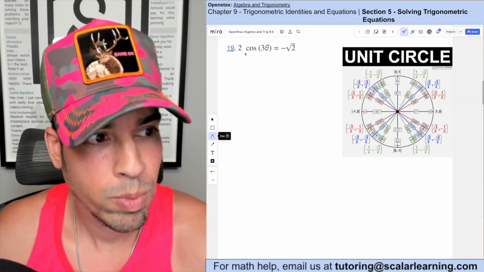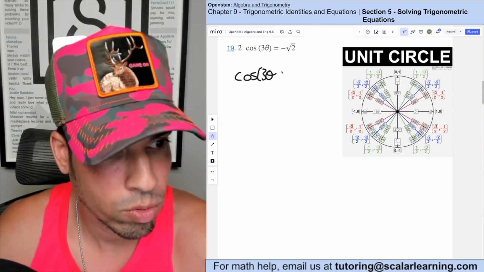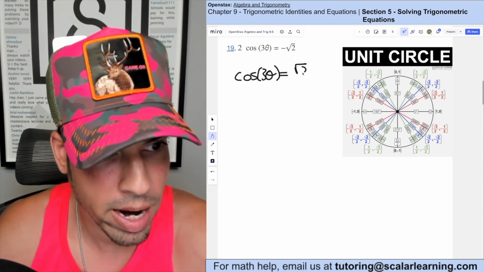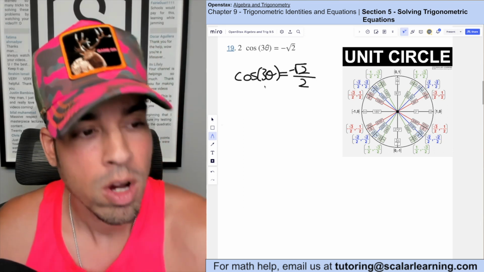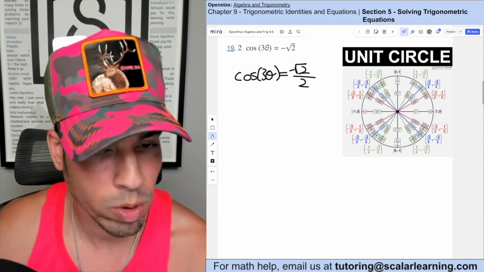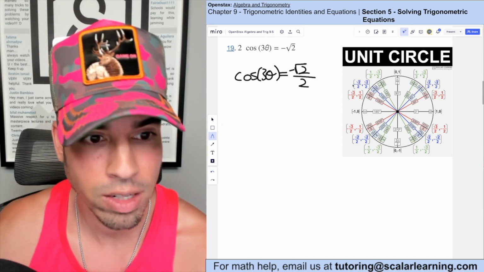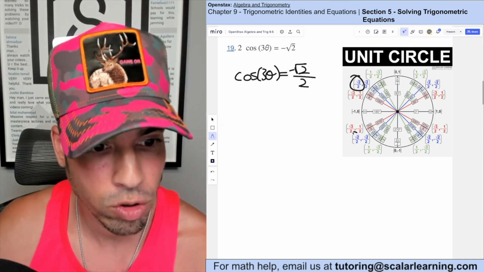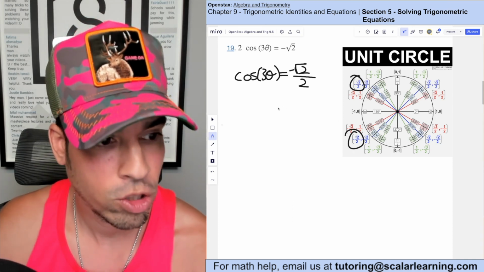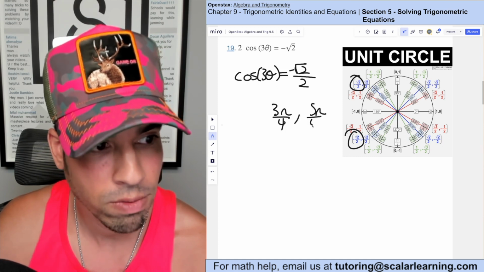Done. For this one, we're going to start by dividing both sides by 2, and then we get cosine of 3 theta equals negative rad 2 over 2. So now we're looking for every spot on this unit circle where the x coordinate is going to be negative rad 2 over 2, because cosine links to the x coordinate. So I got negative rad 2 over 2, negative rad 2 over 2. So my two answers are 3 pi fourths and 5 pi fourths, okay?